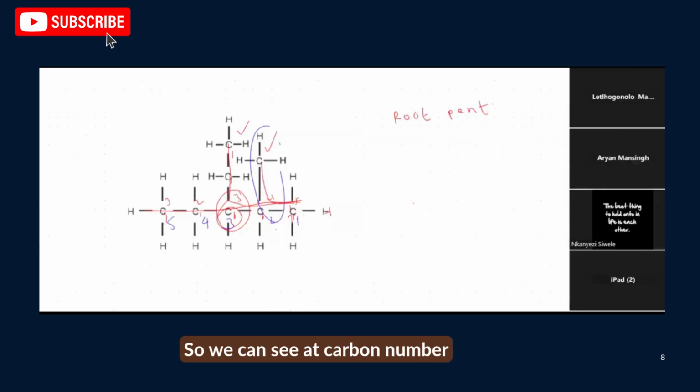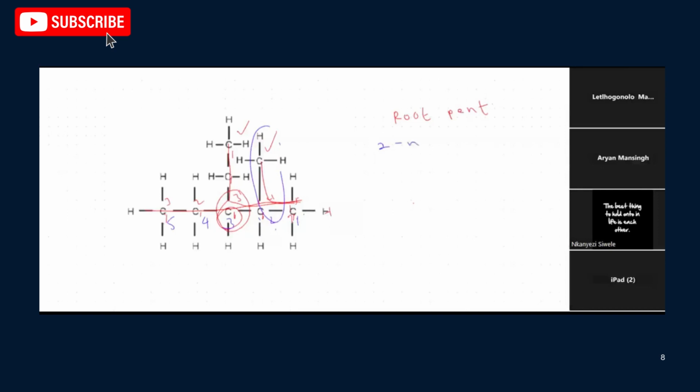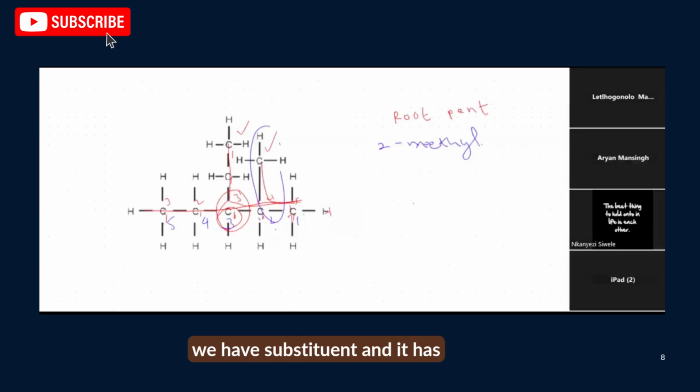So we can see at carbon number 2, we have a substituent and it has 1 carbon. So that's a methyl. At carbon number 3, we have a substituent and it has 2 carbons. So that's an ethyl. And because all the carbons are single bonded, the end name or the suffix will be an -ane.